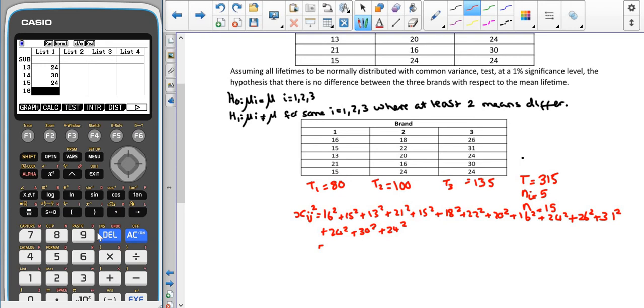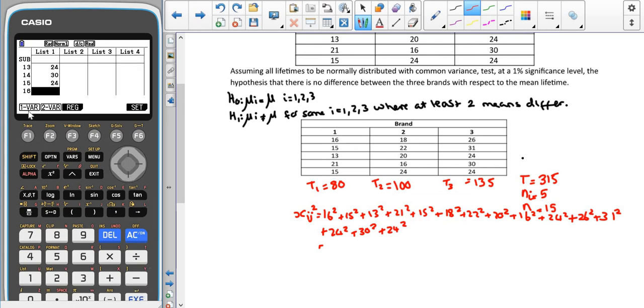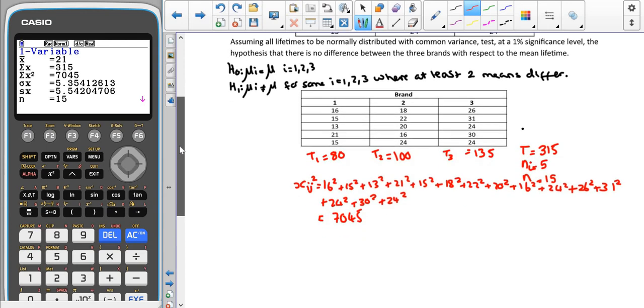And then if we go to calc, check that our set says list 1, 1 because we haven't got any frequencies. And then if we go to 1 var, we can see the sum of x squared is 7,045. Okay, so we can check that in that bit or we can calculate it there. But I would write down what I'm doing if you were doing this without the graphical calculator.